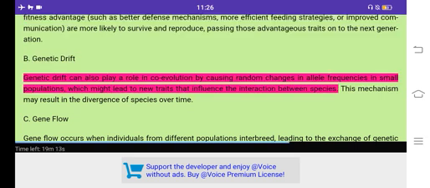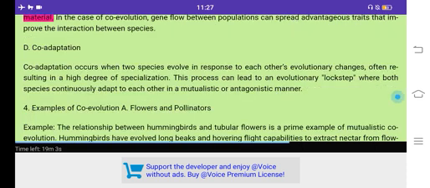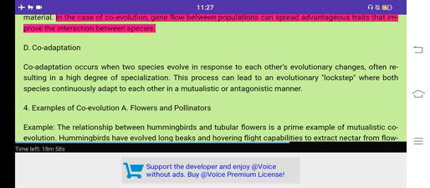B. Genetic drift. Genetic drift can also play a role in coevolution by causing random changes in allele frequencies in small populations, which might lead to new traits that influence the interaction between species. This mechanism may result in the divergence of species over time. C. Gene flow. Gene flow occurs when individuals from different populations interbreed, leading to the exchange of genetic material. In the case of coevolution, gene flow between populations can spread advantageous traits that improve the interaction between species.